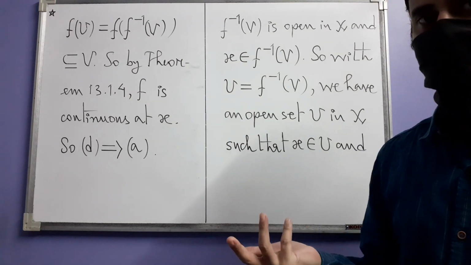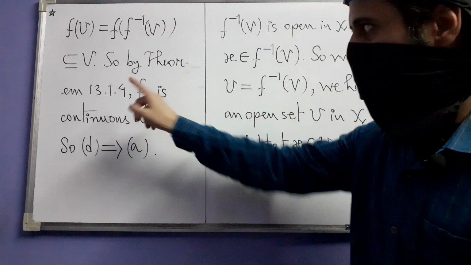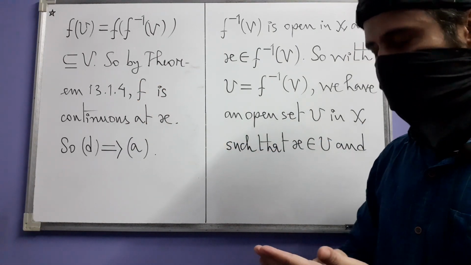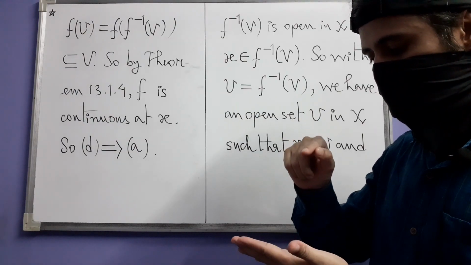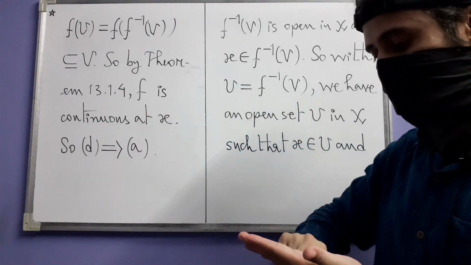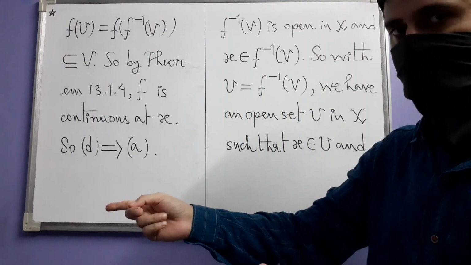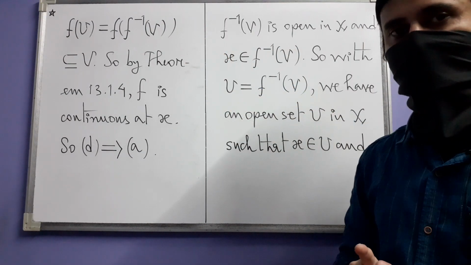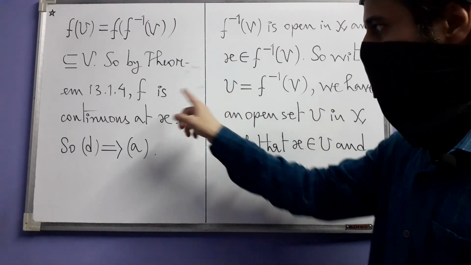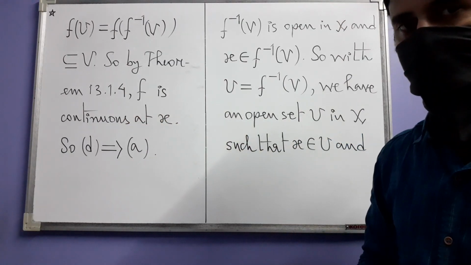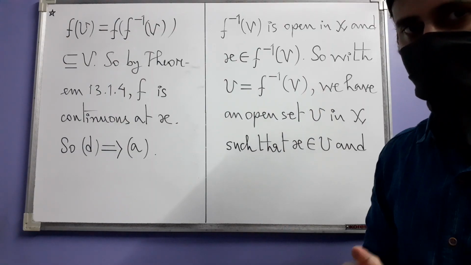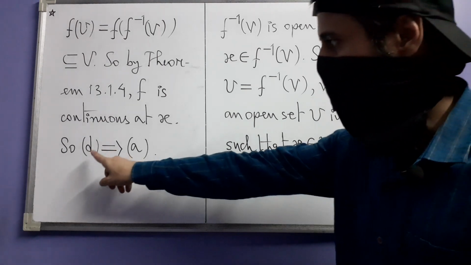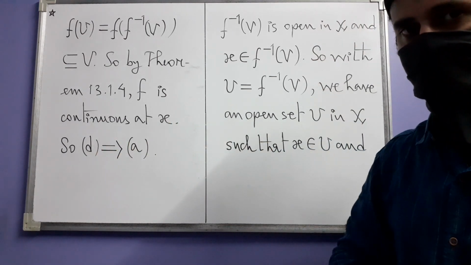So that's it. So now by theorem 13.14, specifically that part of theorem 13.14 which says that statement C in this theorem implies statement A. Statement C is this and statement A is continuity of f at the point x. So that's how f is continuous at x. But x was any chosen point in the space X, so f is continuous everywhere. So that's how D implies A. So this is where the proof ends.